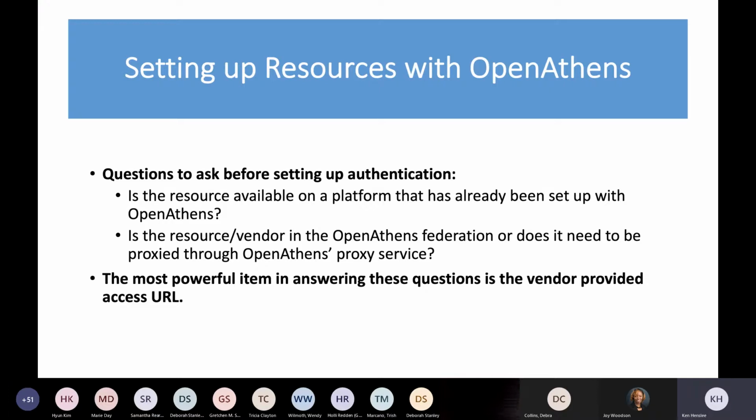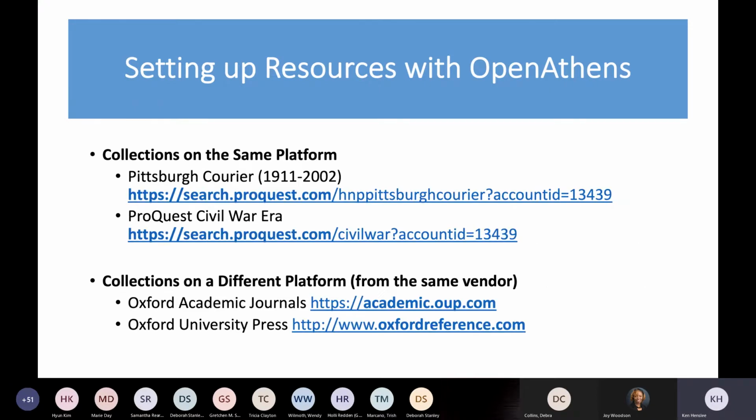And this next slide shows that. For example, with ProQuest, you can see the domains are identical. And then for Oxford, you have academic journals, which is completely separate from their university press, which is, I guess, Oxford Reference.